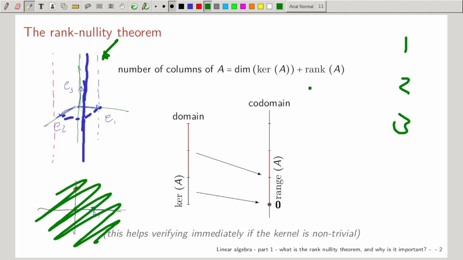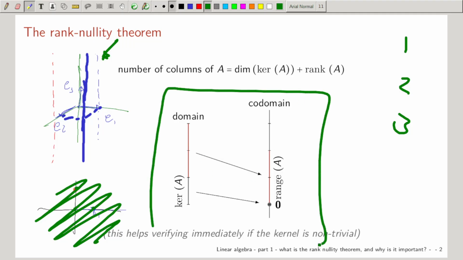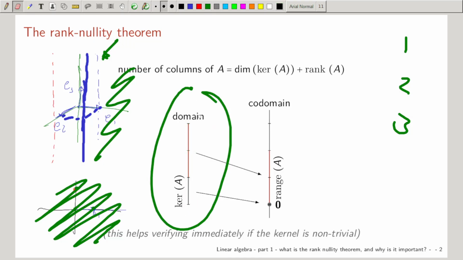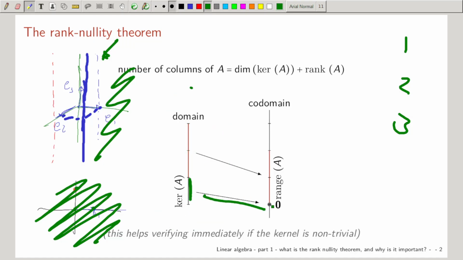Perfect. In a certain sense, look at this picture here. This picture here is working for generic dimensions. I start with a domain that has some dimensions. Here, the domain is smaller than the codomain, but you can do it vice versa. It doesn't change. We have a domain with 4 dimensions. We have a certain kernel that eats away some dimensions. The dimensions that remain are going to be mapped into the range.